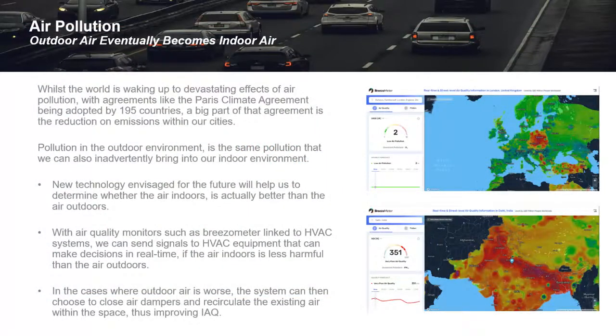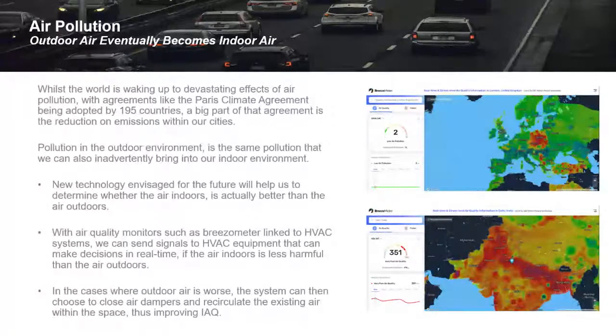So it's no surprise to anybody these days that the air pollution outside of our buildings, office blocks, houses and apartments is quickly becoming the pollution that's contained within our buildings. And this rising air pollution is really driving a fundamental change in our views towards indoor air quality. And to underline how important this is, we have things like the Paris Climate Agreement, which has been adopted by over 195 countries across the world.